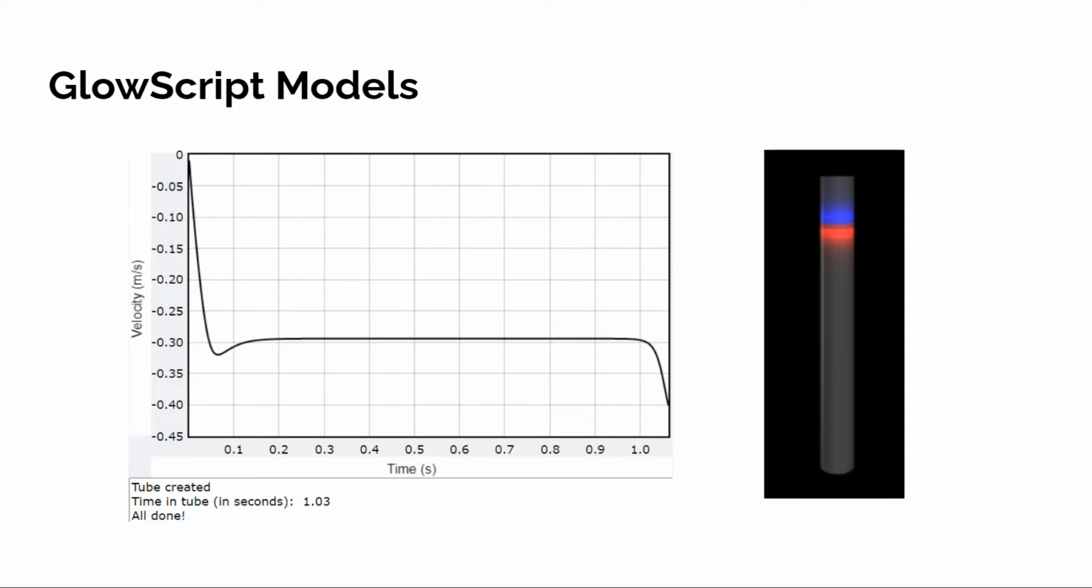Our models ended up as both this graph and this figure. First, looking at the graph, which relates velocity to time, we can see that it took 1.03 seconds for our magnet to fall through the tube of cylindrical conductor. And next, we can see a freeze frame from a video of our magnet falling through the cylindrical conductor. The red end correlates to the north end of the magnet, and the blue end correlates to the south side.